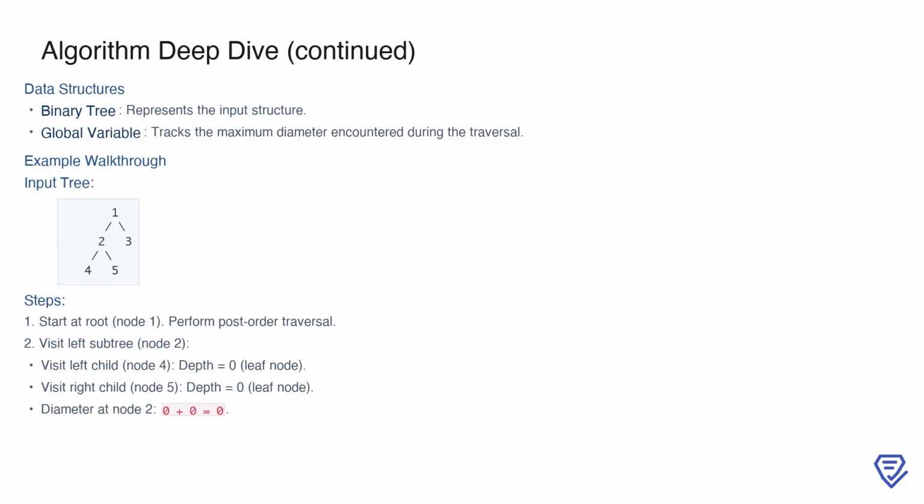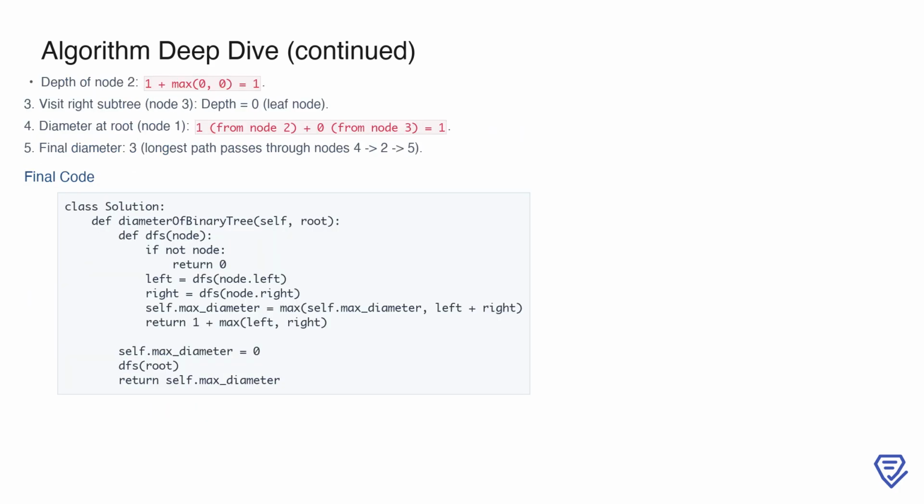At node 2, we calculate the diameter as the sum of the depths of nodes 4 and 5, which is 0. The depth of node 2 is calculated as 1 plus the maximum of the depths of nodes 4 and 5, resulting in a depth of 1. Next, we process the right subtree of the root, which is node 3. Since node 3 is a leaf node, its depth is 0. Returning to the root node 1, we calculate the diameter as the sum of the depths of its left and right subtrees. The left depth, contributed by node 2, is 1, and the right depth, from node 3, is 0. This gives a diameter of 1 at the root.